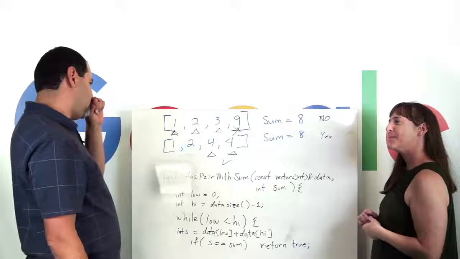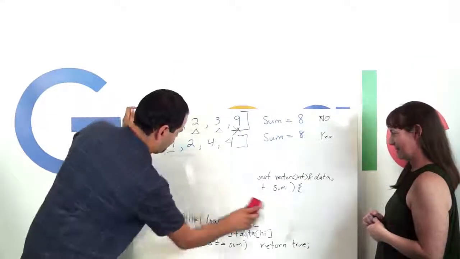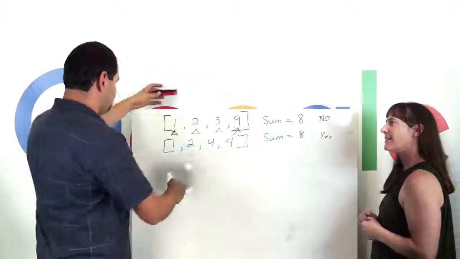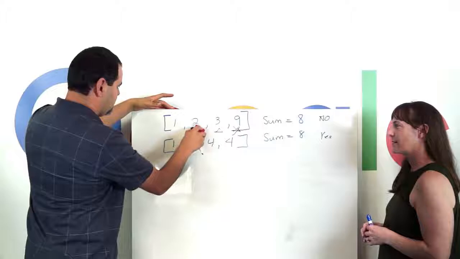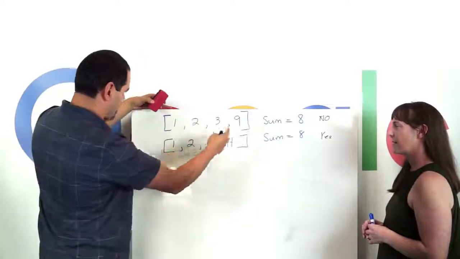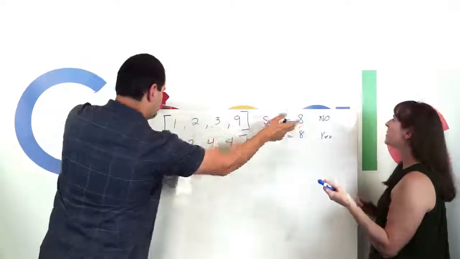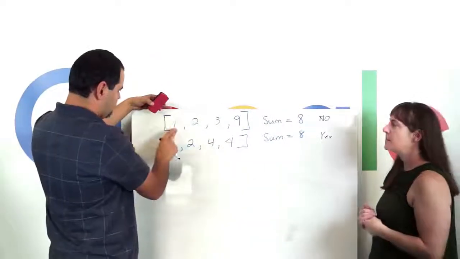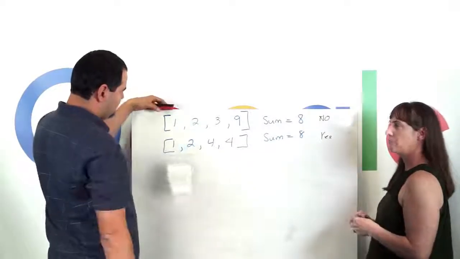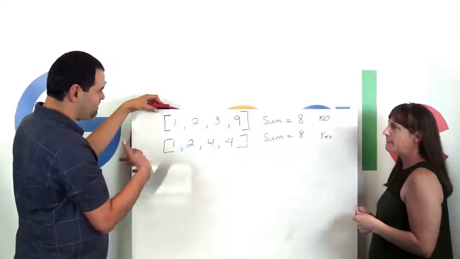Okay, let's see. Let me erase this. If I go back to this idea that when I look at a number, what I need to figure out is if the complement is in the rest. The complement meaning 8 minus this value, right? In this case, when I have the 1, I need to figure out if 7 is in the rest. If I cannot sort, and searching that will be linear, so that's not a very good idea.